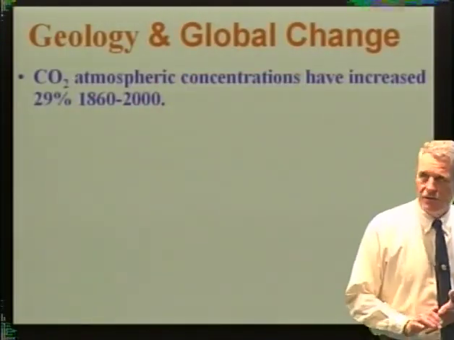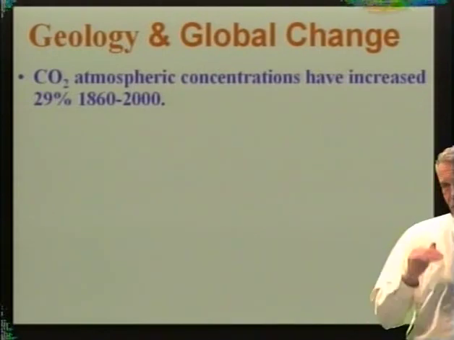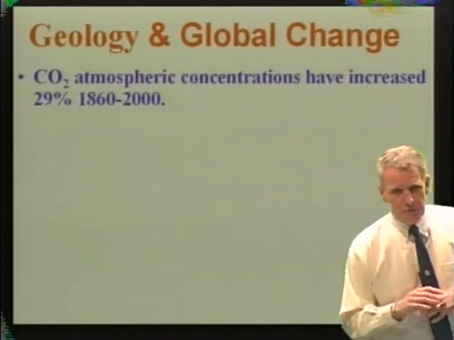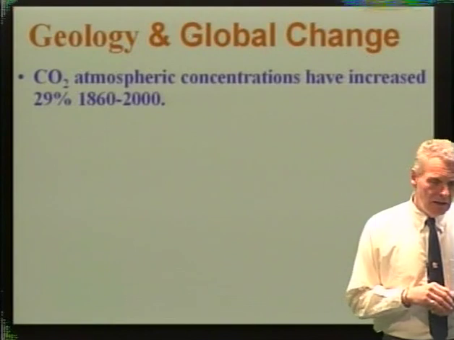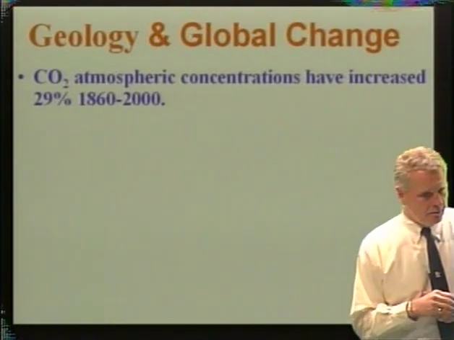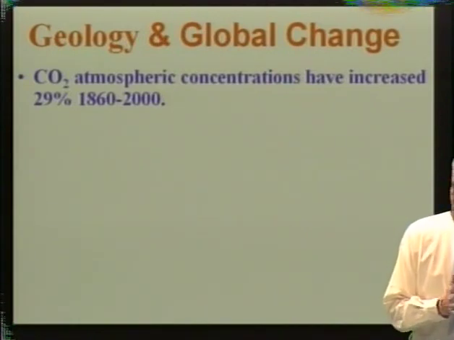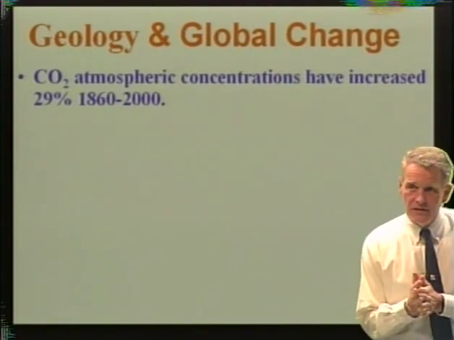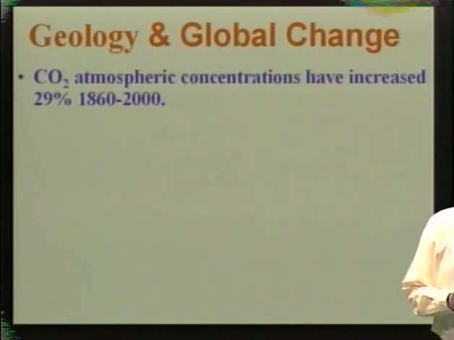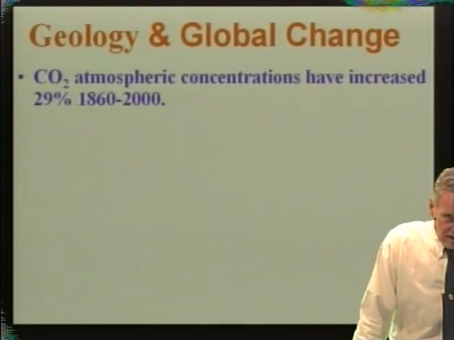Okay, now I want to go into the geology and global changes, and I'm going to go through a list of things that are some of the observed changes we've seen in the environment in the past 100 years or so. Now the first one is about carbon dioxide. Atmospheric carbon dioxide concentrations have increased 29% since 1860.